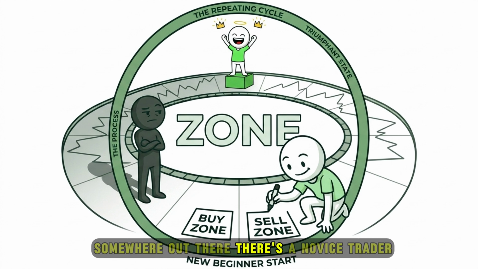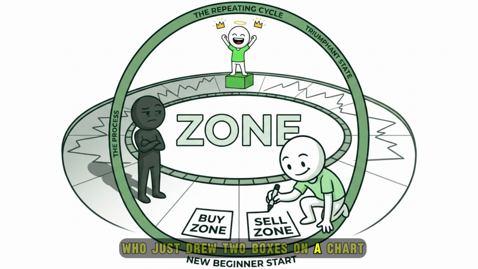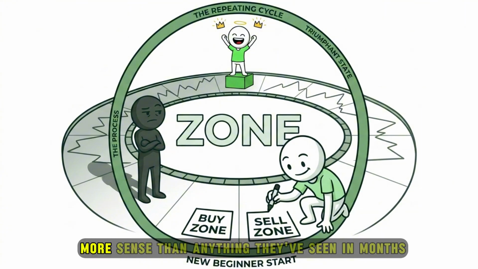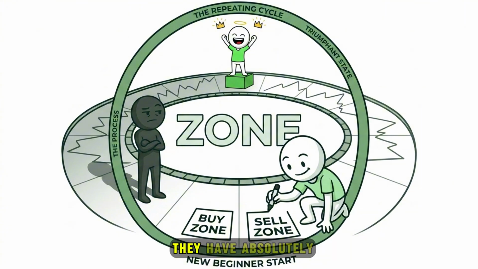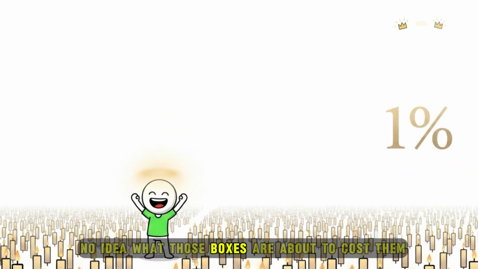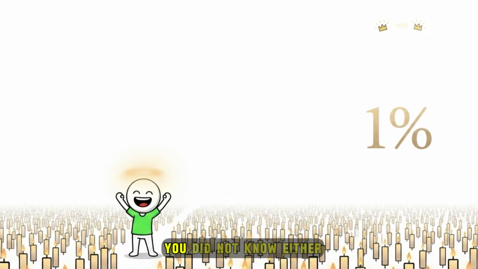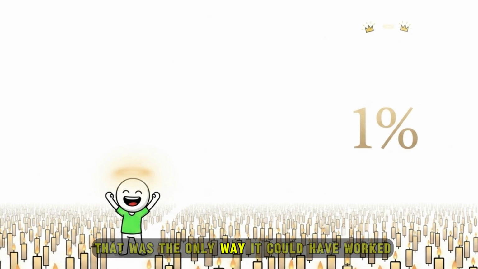Somewhere out there, there's a novice trader who just drew 2 boxes on a chart, and it made complete sense to them, more sense than anything they've seen in months. They have absolutely no idea what those boxes are about to cost them. You did not know either. That was the only way it could have worked.